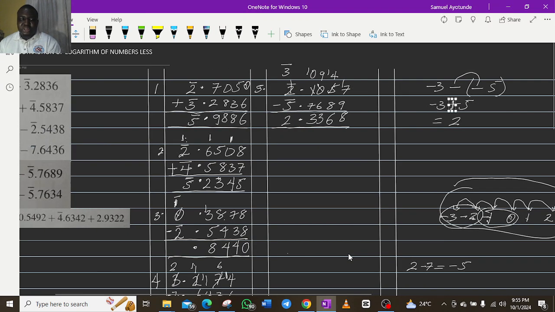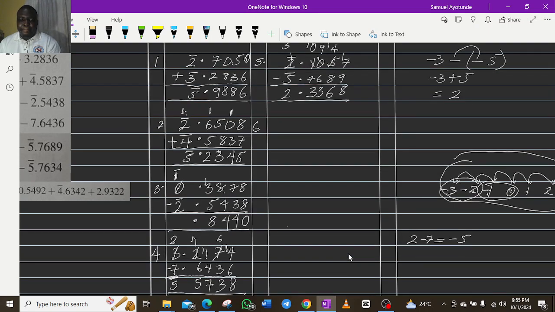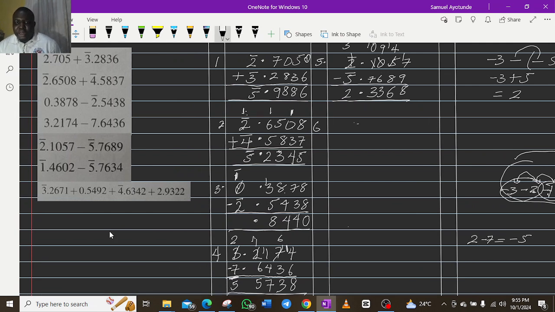So we move to the second to the last one. The second to the last one, that's 1 bar, 0.4602. Then minus 5 bar, 0.7634. So from here, I subtract this. I can't take 4 from 2. I need to borrow for 2. And the next number to 2 is 0. So I can't take any from there too. So I take from 6. 6 will remain 5. It gets here. The 1 gets here. Then I take 1 from that, which is 10.